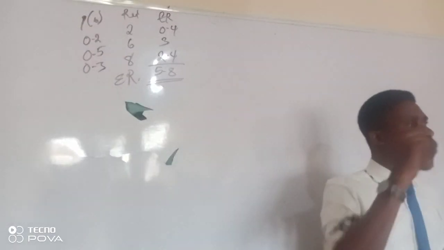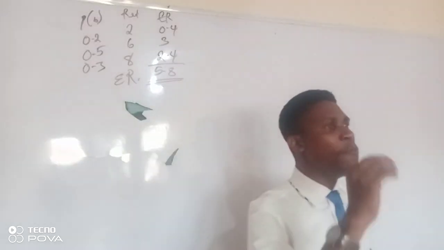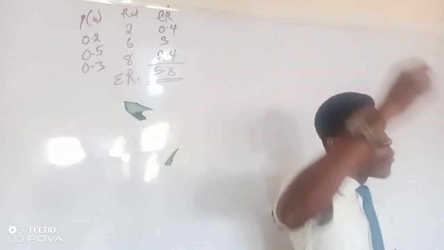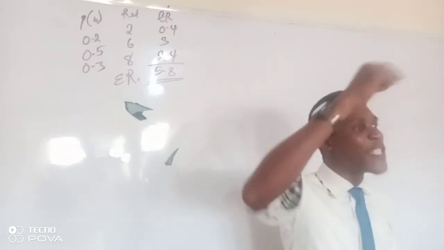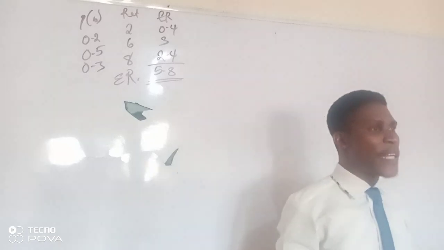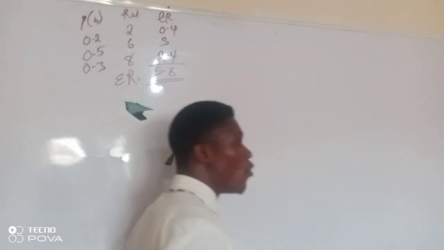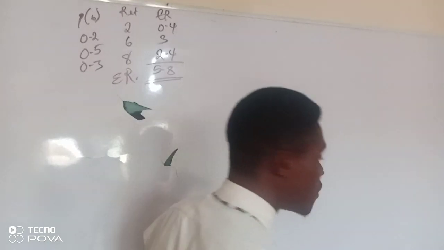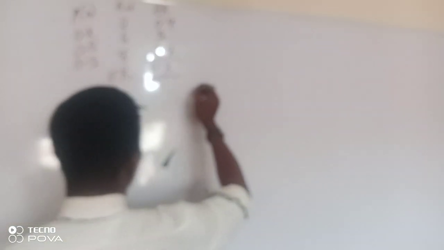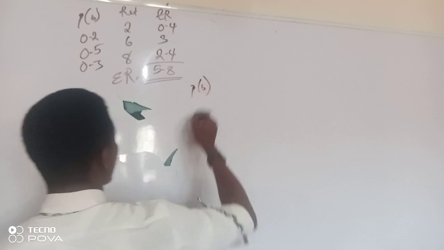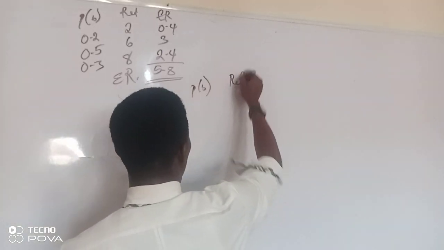So the first thing, when you are trying to measure risk, is to estimate the expected return. Once you have done that, you can go ahead and measure your risk. There's a table that we normally use when you are computing your risk. We start with probability as usual, then we go for our return next.